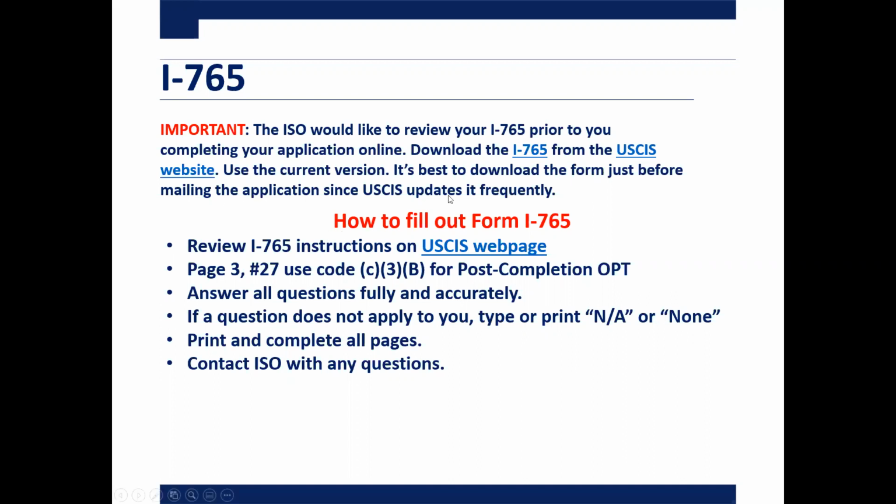Here are the key things when you complete your I-765. There are instructions on the USCIS web page that you can flip through, and that might be helpful for you to complete your application. There is a section for the code to use for your OPT application, and make sure it's C3B. Answer all of the questions fully and accurately, of course. And if the question doesn't apply to you, type or print NA or none. As always, if you have any questions about the I-765 process at all, contact ISO with any questions.